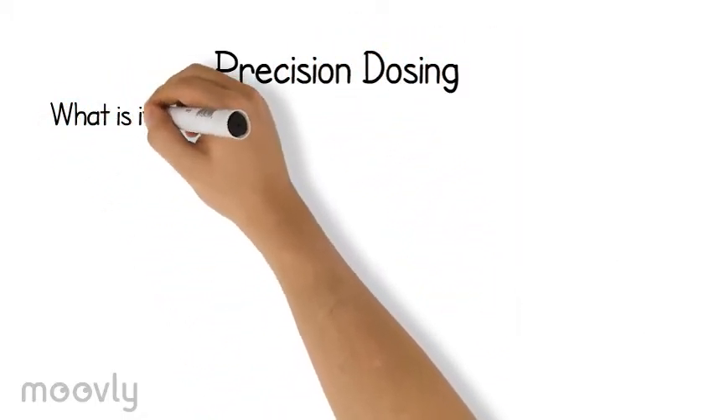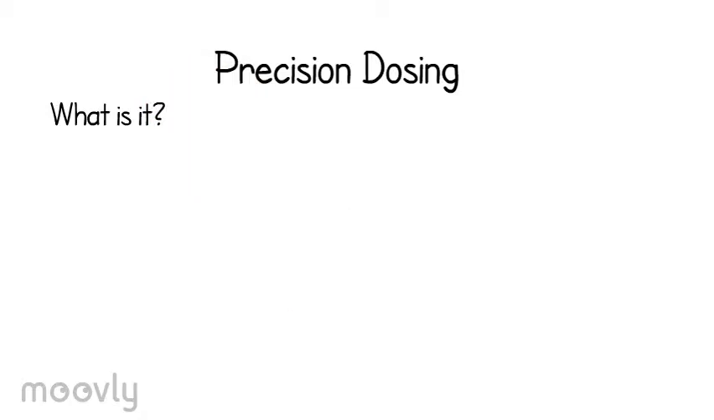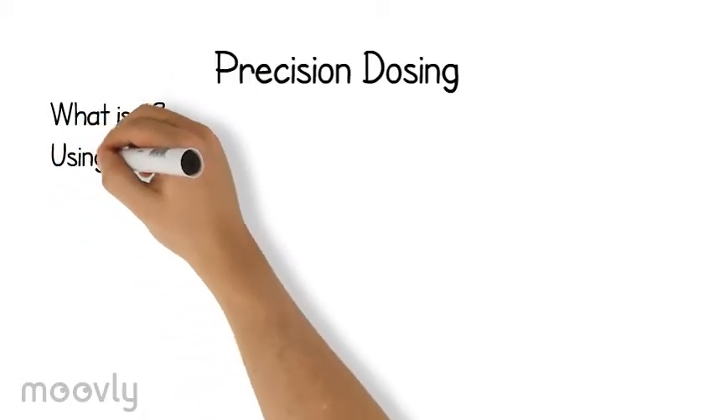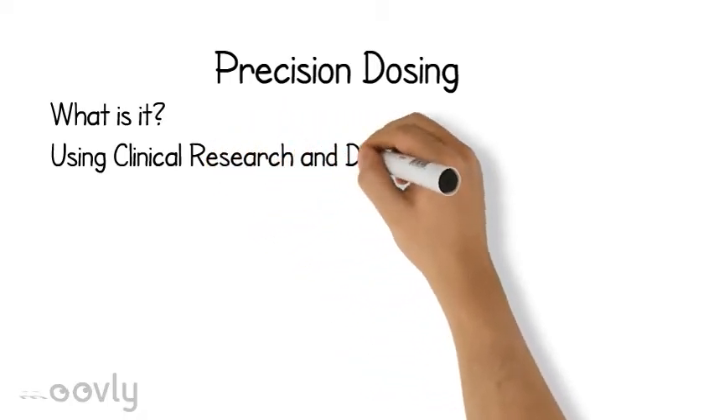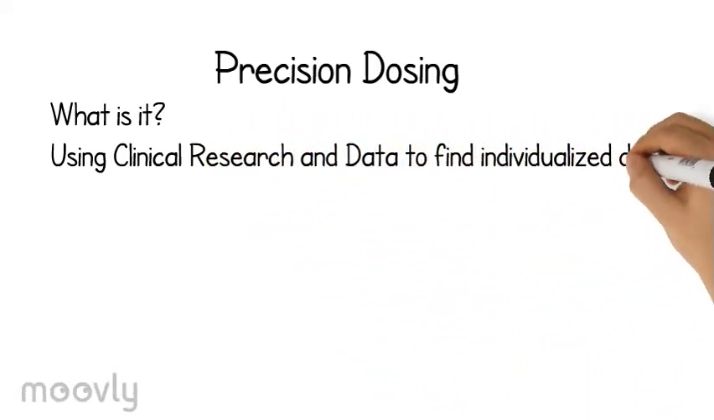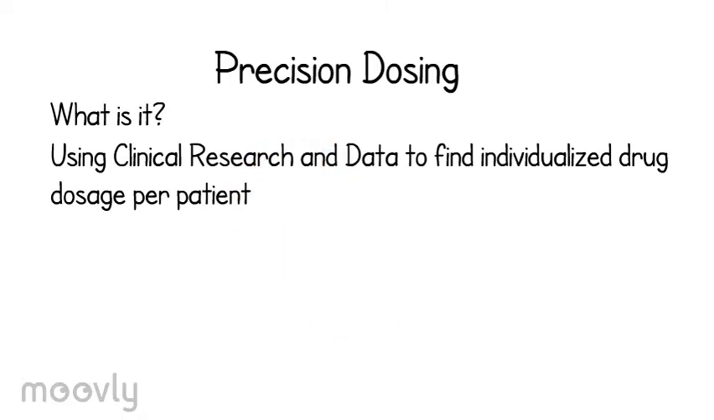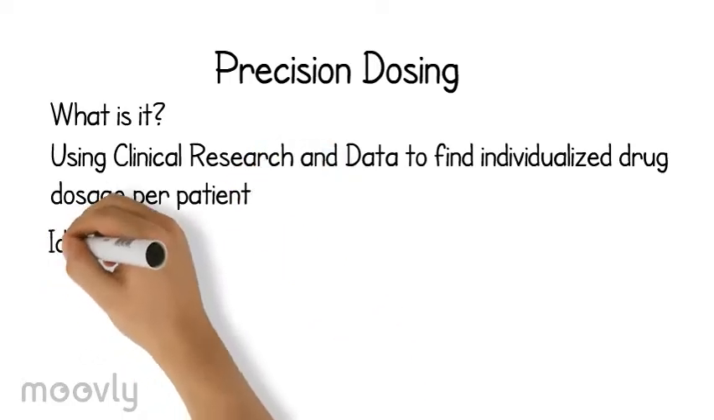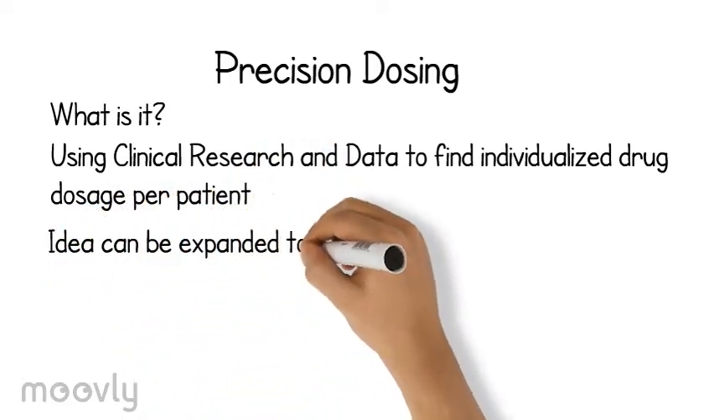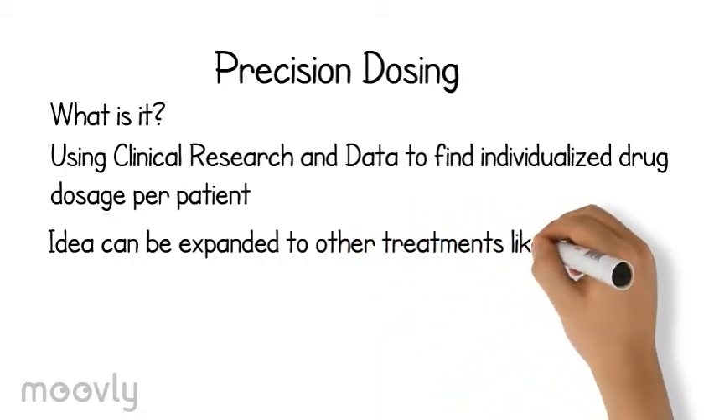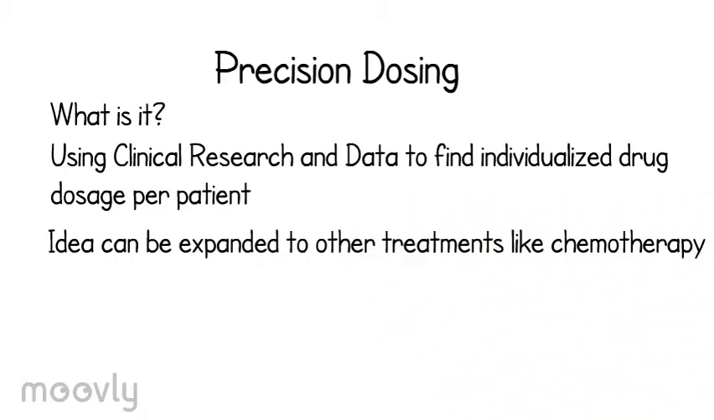My next solution is precision dosing. Here, we are actually putting into use what we have learned from clinical studies by finding out the right dosage of any drug for any person. I also want to point out that for this idea, we can also expand it to other treatment methods. The one that comes to my mind is chemotherapy.